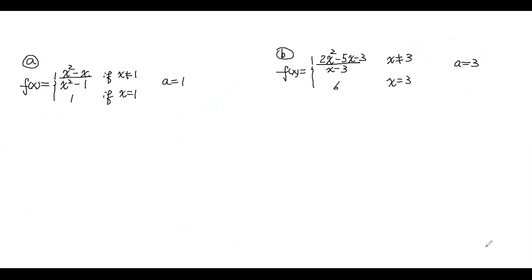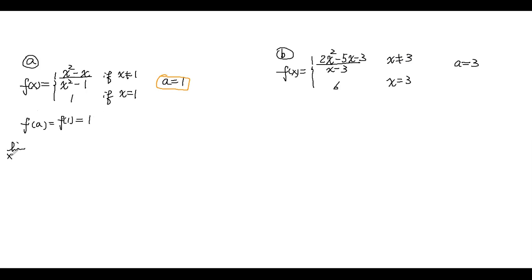For the first problem, this is a piecewise function. I have x squared minus x over x squared minus 1, and now I'm looking at whether the function at A equal to 1 is continuous or not. First, f of A has to exist, so let's look at f of 1. The piecewise function tells me f of 1 is 1. Good. Now I need to see whether the limit exists or not.